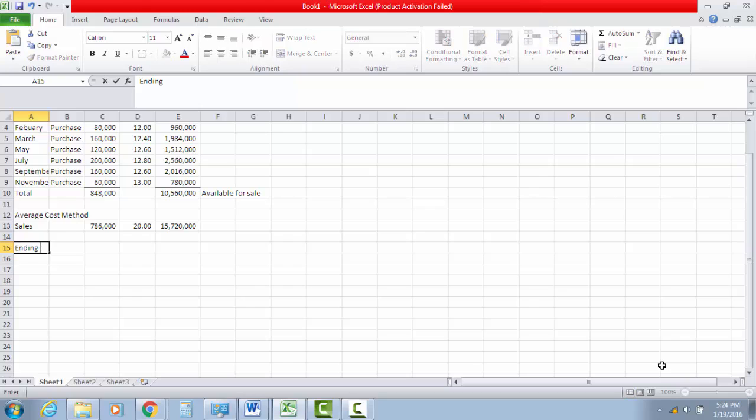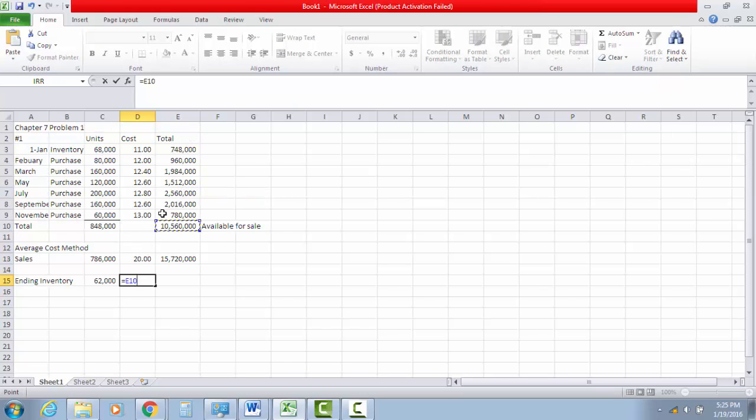So looking at ending inventory, I'm going to use the items above. My ending inventory is, I had 848,000, I sold 786, so I have a total of 62,000 units. Now, to figure out the average price, I would do the total price divided by the number of units, which gives me $12.45.